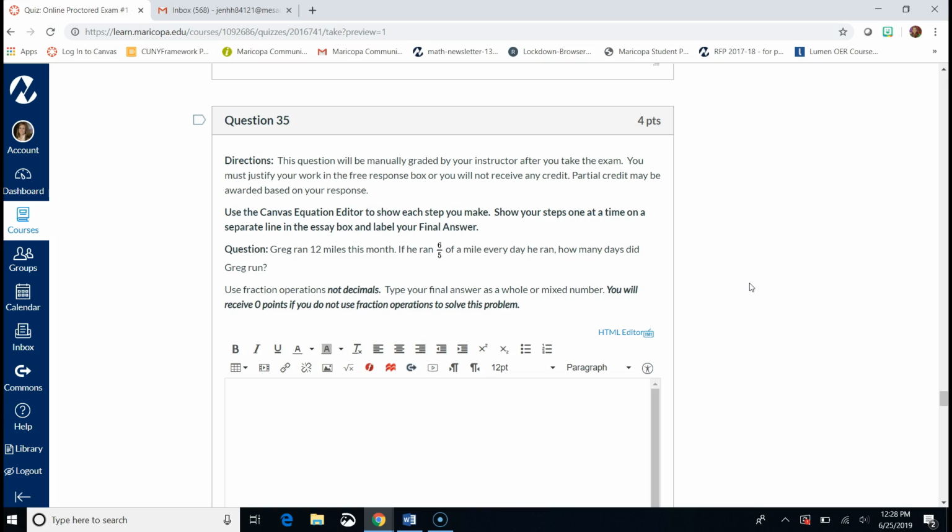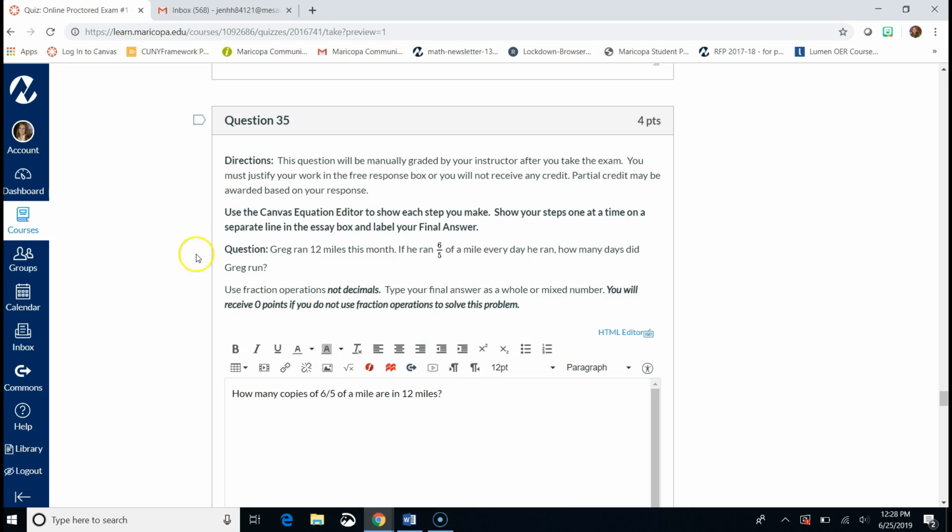Greg ran 12 miles this month. If he ran 6/5 of a mile every day he ran, how many days did Greg run? Now, the first thing we need to figure out here is how to interpret this question. Basically, this question is asking us how many copies of 6/5 of a mile are in the 12 miles total that he ran. So I'm going to type that here. How many copies of 6/5 of a mile are in 12 miles?